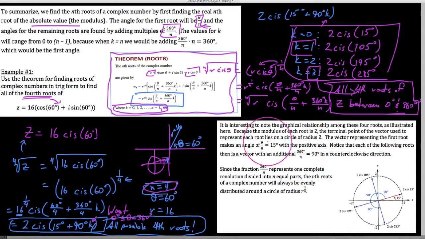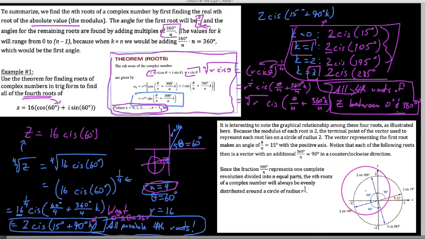And so last thing I want to do is this. I actually wanted to represent all 4 of these in a graph. You'll notice that all 4 of these have the same moduli. These are all graphed down here, by the way: 15, 105, 195, 285. These are all the vectors right here. And you'll notice that they're all 90 degrees apart from one another, and they all have radii of 2. So they all lay on the circle of radius 2, but they're all evenly spaced.